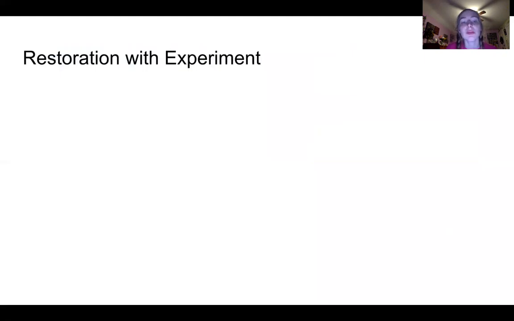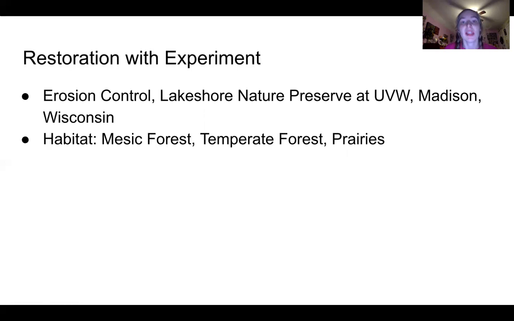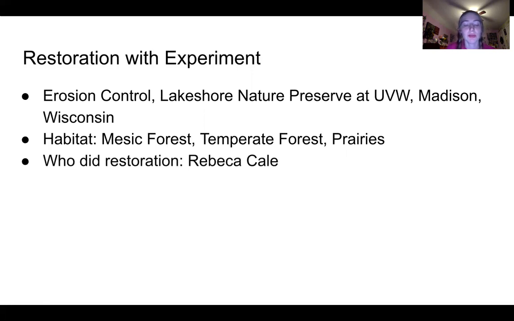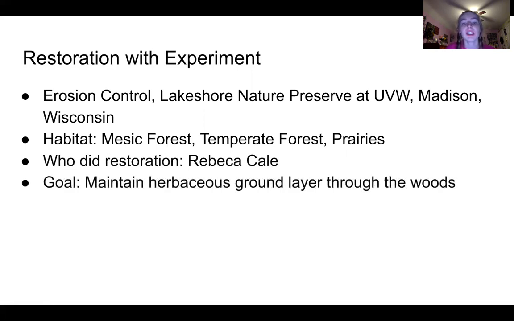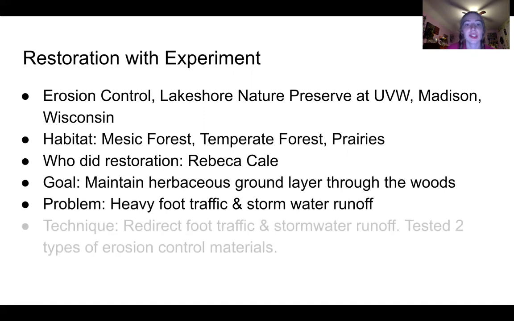A restoration with an experiment is the erosion control, which was done in Lakeshore Nature Preserve at UW-Madison in Wisconsin. It is a mesic forest, a temperate forest and prairies, lots of diverse habitats. Rebecca Kale headed the restoration from the university. They wanted to maintain herbaceous ground layer through the woods, and there was heavy foot traffic on the trails, as well as a lot of stormwater runoff, which led to erosion.